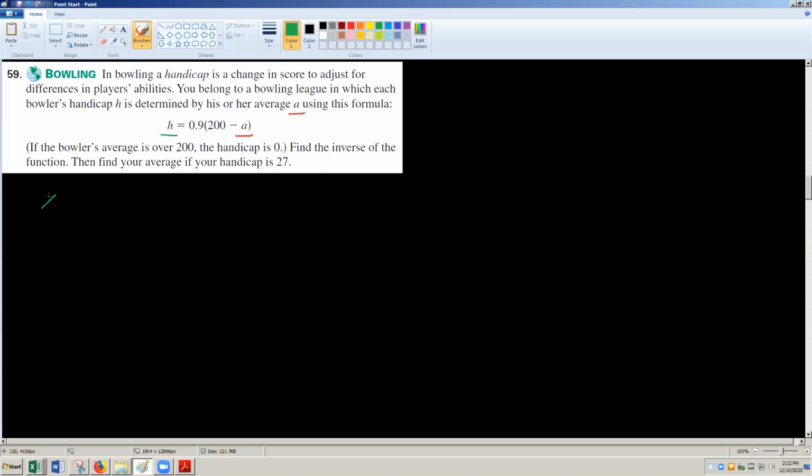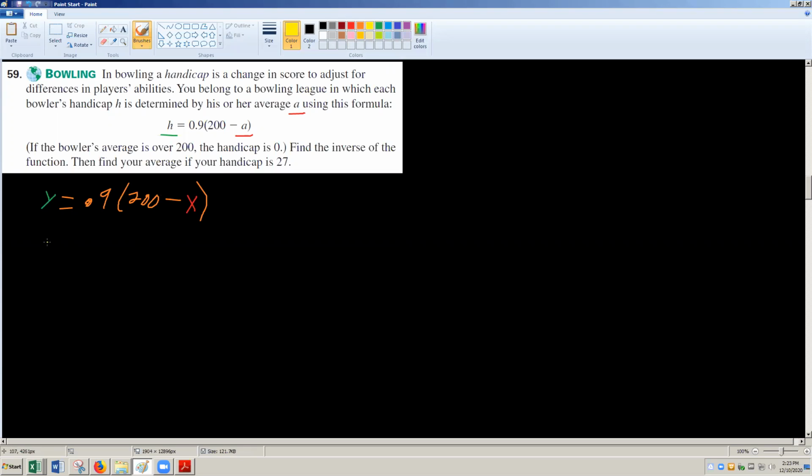If I were to rewrite this in terms of stuff that we have seen, it would look like this: 0.9 times 200 minus x. So this is just using different variables h and a to represent what we typically would call x and y, our input and our output. I'm going to use h and a for this problem. I just want to make you aware that this is the exact same thing. I'm also going to distribute that 0.9 into this. So I'm going to call this 180 and I'm going to call this negative 0.9x.